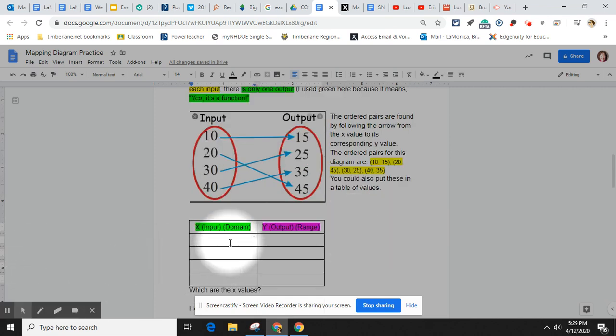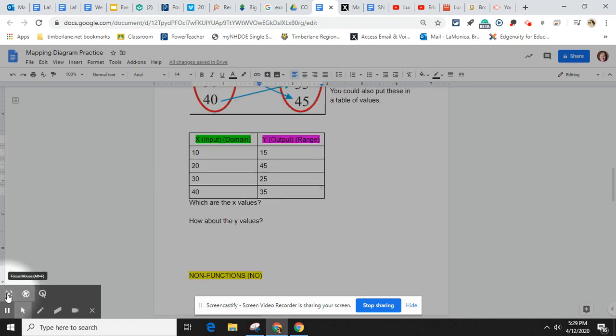So that would be a 10 here and a 15 here, 20 here, 45 here, 30 here, 25 here, 40, and 35. And the way I got those was I just followed the little arrow from each X, or input, or domain number to its corresponding output.